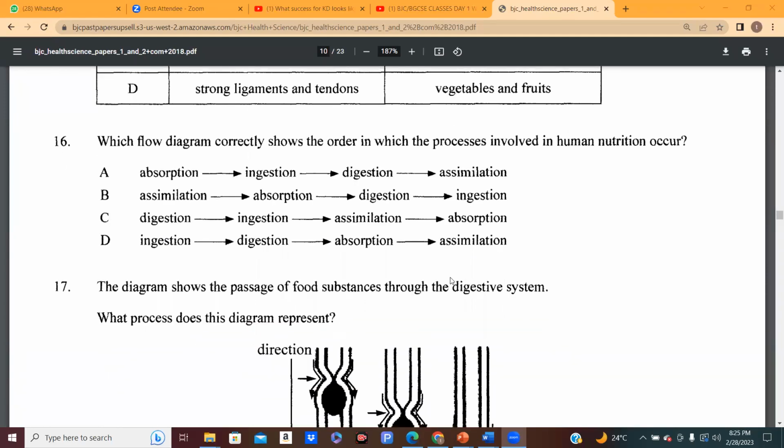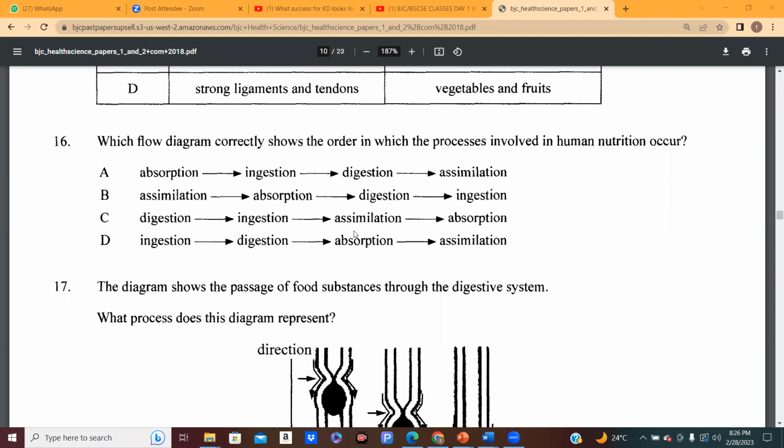Okay, now Serenity, your question. Which flow diagram correctly shows the order in which the processes involved in human nutrition occur? Is it A, B, C, or D? Serenity, this is for you. Serenity, you there? Okay, I can't hear from Serenity, so I have to ask Shante.